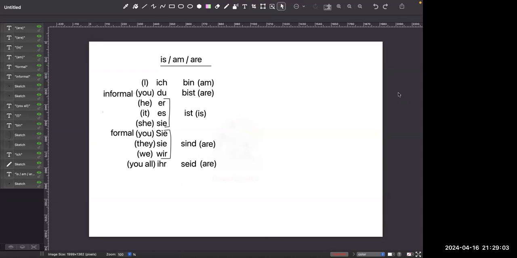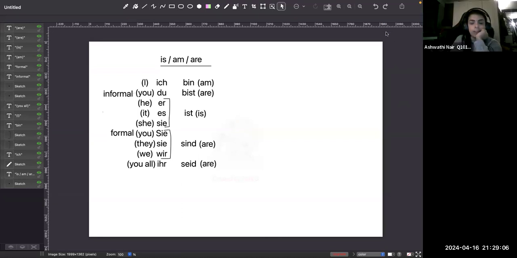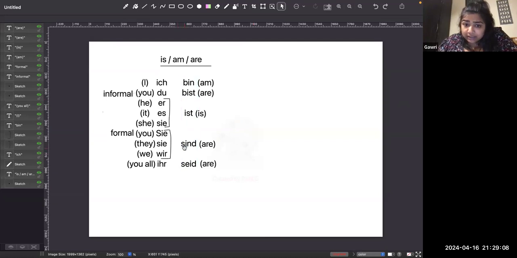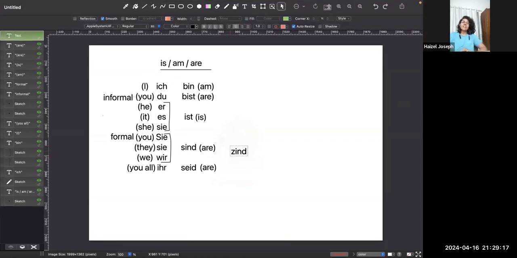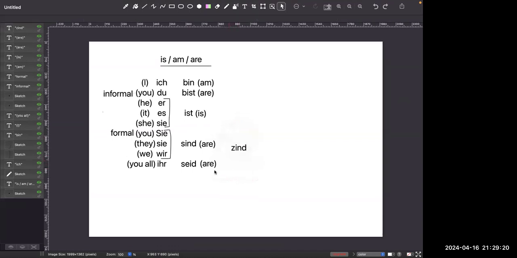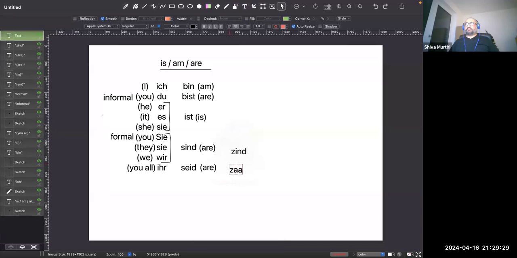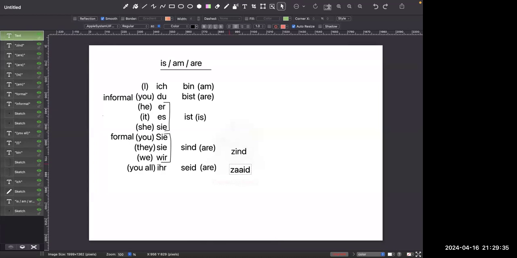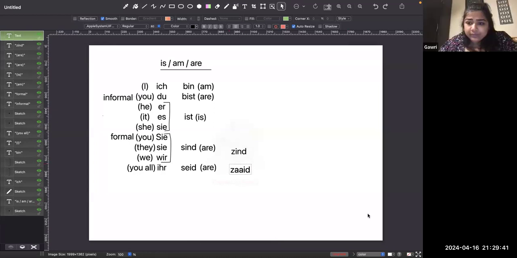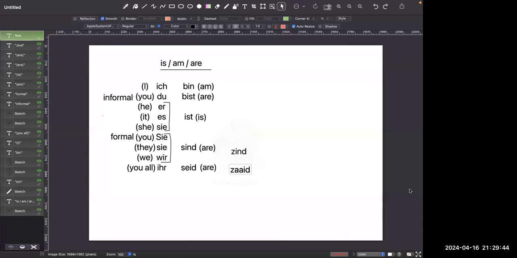That is sind and seid, right? Sind and seid. Zind. It is not "int". This S will be pronounced as the "z". Like Zind, Zind. Sind. Zind. Right? Zaid. Sind and Zaid, right? Zaid. Correct. Genau. Zaid and Sind. Sind, seid, right? Genau. Seid.